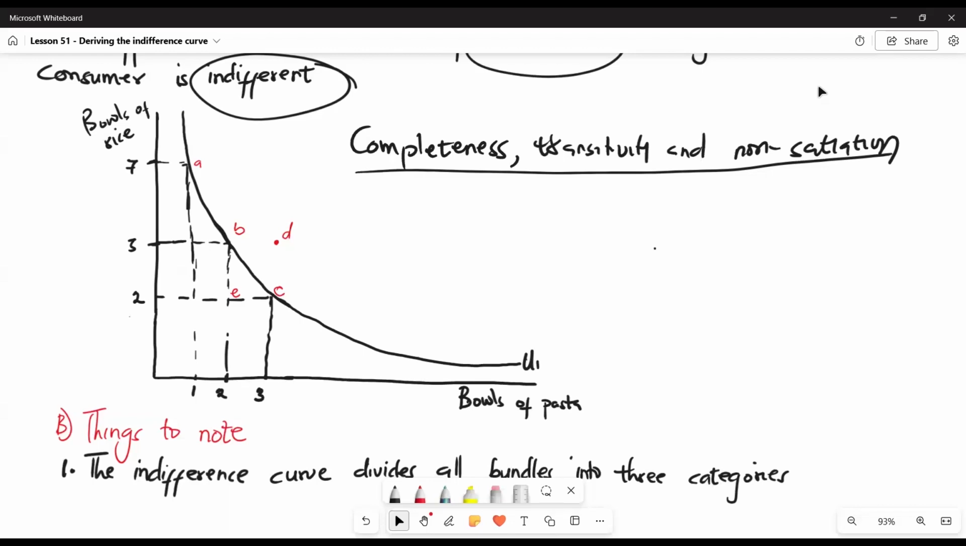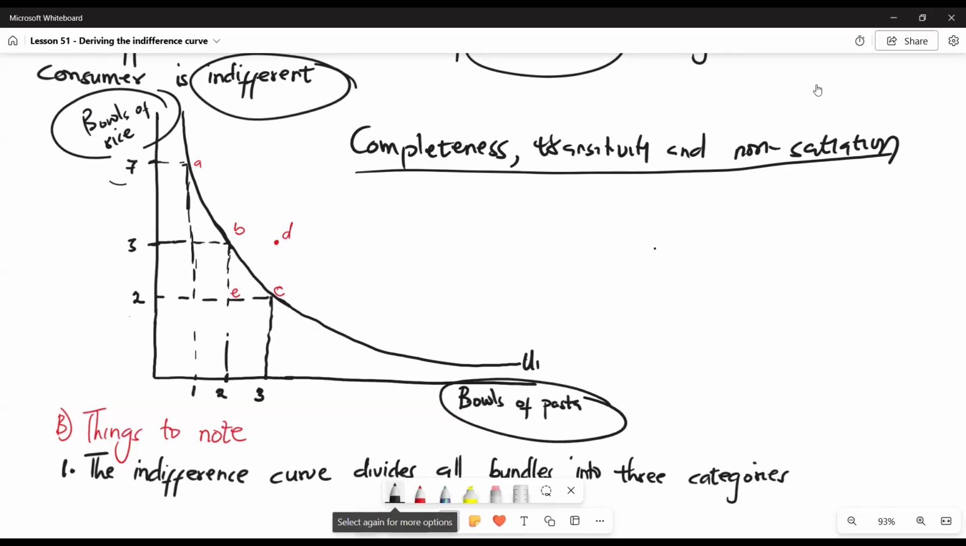To answer this, let's consider this figure here that has bowls of rice and pasta. So for simplicity, we are just going to restrict our analysis to two goods, which is bowls of rice on the vertical axis and pasta on the horizontal axis. Assuming Ella starts from a point where she is consuming 7 bowls of rice and 1 bowl of pasta. Now, this is represented at point A.